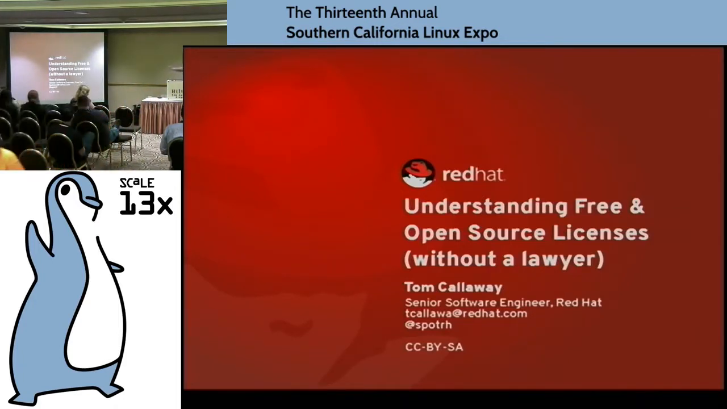All right. My name is Tom Callaway. I am a senior software engineer at Red Hat. I have been for 14 years now, which means that I have seen a lot of weird and wacky stuff.